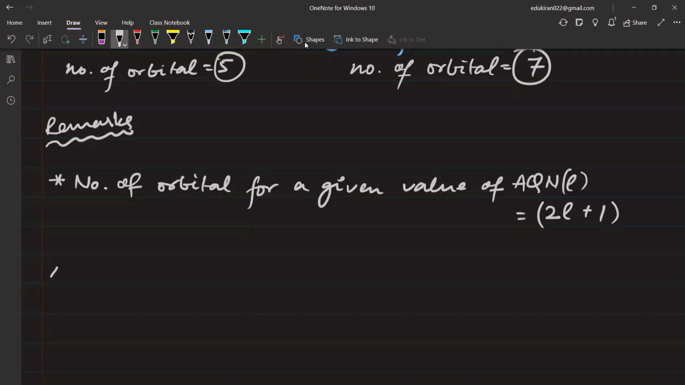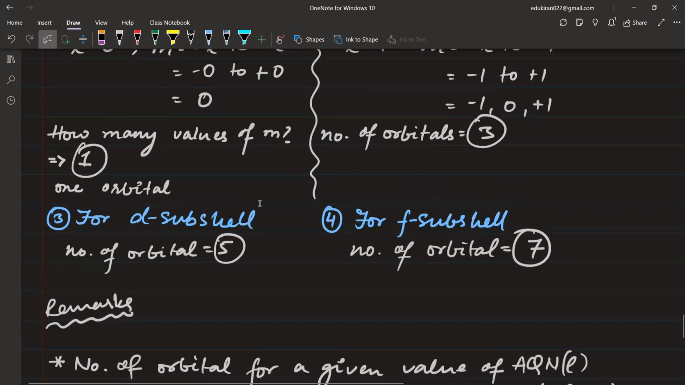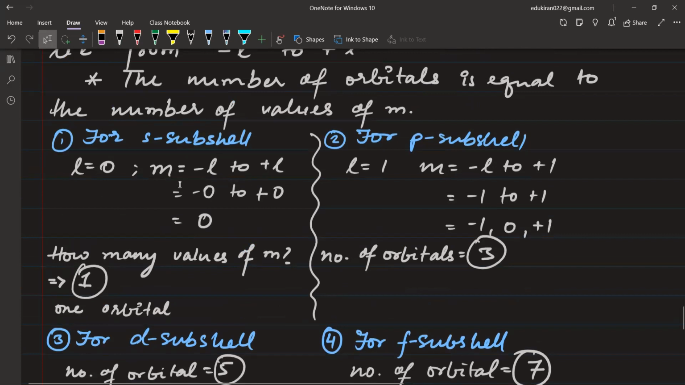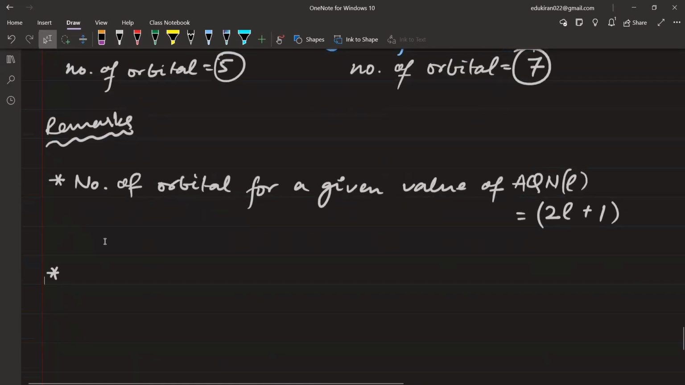Now, another remark that you can see is that in all of the above, values of m, if you look at the values of m, it is 0, it is -1, 0 or +1. Okay, here it will be -2, -1, 0, +1, +2. So in this case, you can see that the value of m is either equal to l or less than l. It is never greater than l. And it is always less than or equal to l. Okay, so please write the value of m.